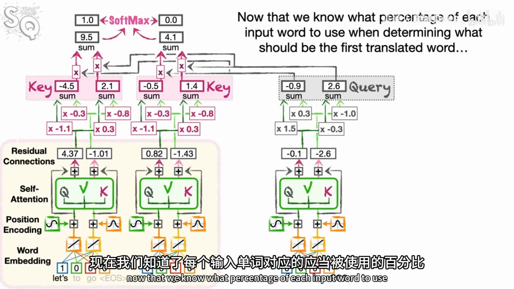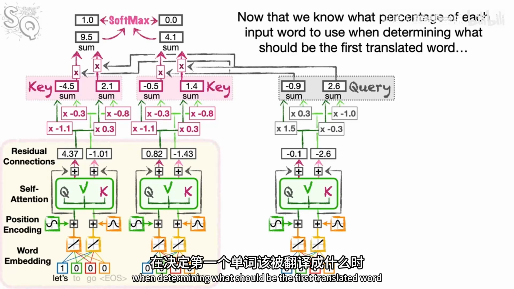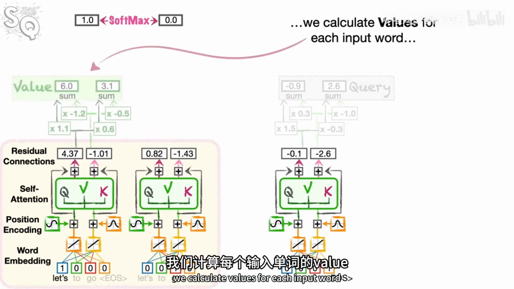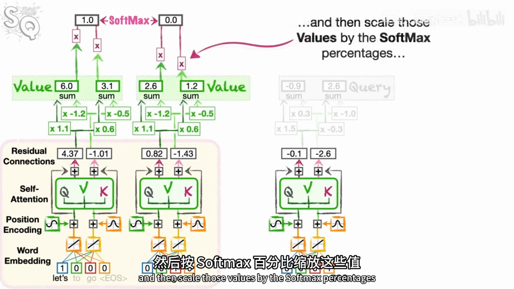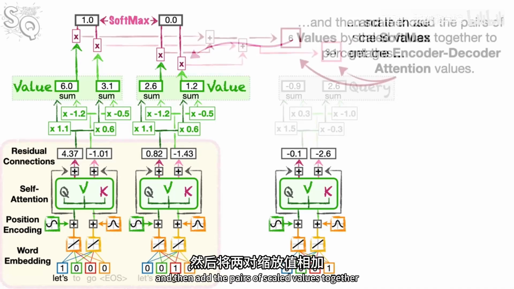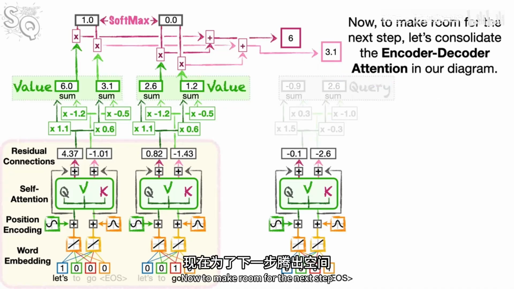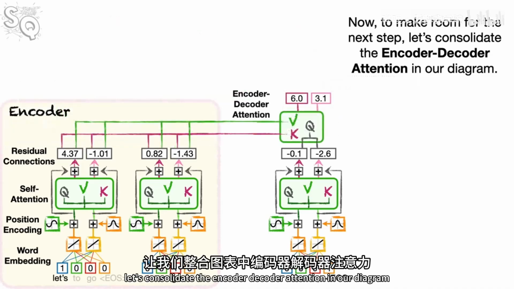Now that we know what percentage of each input word to use when determining what should be the first translated word, we calculate values for each input word, and then scale those values by the softmax percentages, and then add the pairs of scaled values together to get the encoder-decoder attention values. Bam! Now, to make room for the next step, let's consolidate the encoder-decoder attention in our diagram.